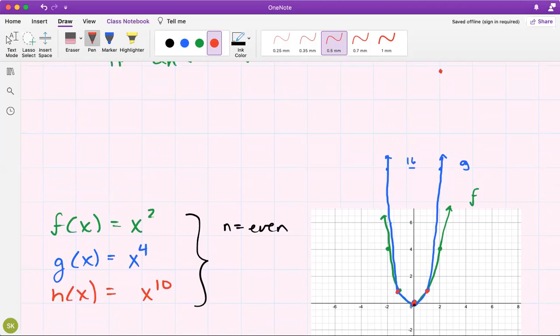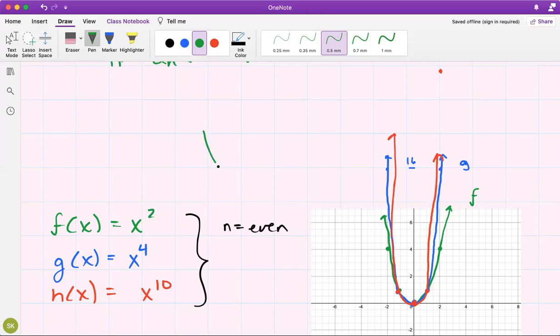So if we try to draw this graph, it's going to be a little bit skinnier than the blue graph. But the idea is it's going to look generally the same as the rest of them. So I'm just going to do this. I'm not going to go all the way up there. I'm just trying to sketch this graph so you have an idea of what it looks like. So it's going to look similar to the other ones, but just a little bit closer to the y-axis. So it's going to look something like this.